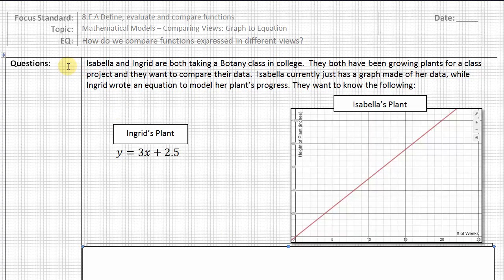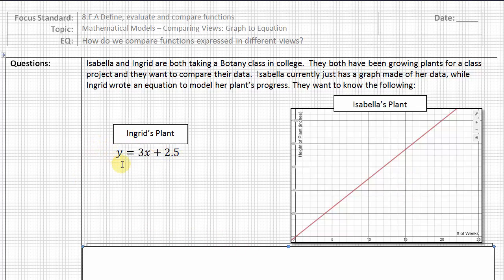Today we're looking at two women, Isabella and Ingrid, who are both taking a botany class in college. They both have been growing plants for a class project, and they want to compare their data. Isabella currently just has a graph made of her data, so it is here, while Ingrid wrote an equation to model her plant's progress. And they want to compare and know the following. So we're going to ask really similar questions as when we did in the video, but take a few moments to study both Ingrid's equation for her plant's progress and the graph that Isabella would have made for hers.